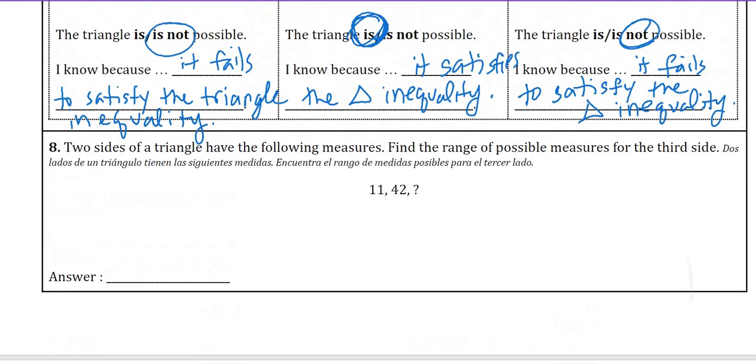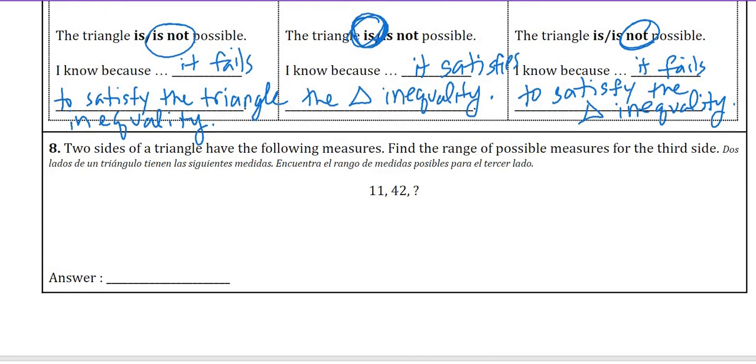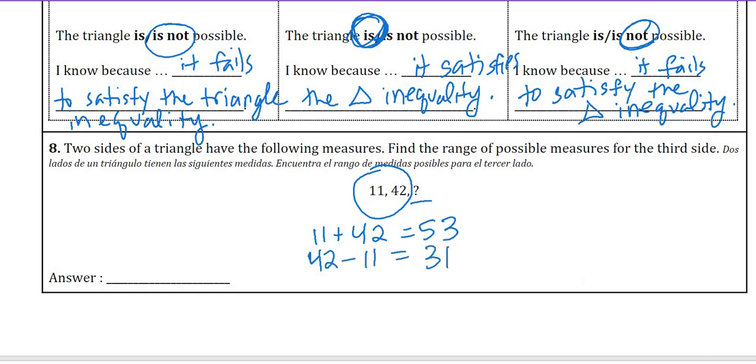Last problem. Number 8. 2 sides of a triangle have the following measures. Find the range of possible measures for the third side. 11, 42, and question mark. The third side has to be between the difference of the first 2 and the sum of the first 2. So I'm going to have 11 plus 42, which is 53, and 42 minus 11, which is 31, and my question mark needs to be between those numbers.